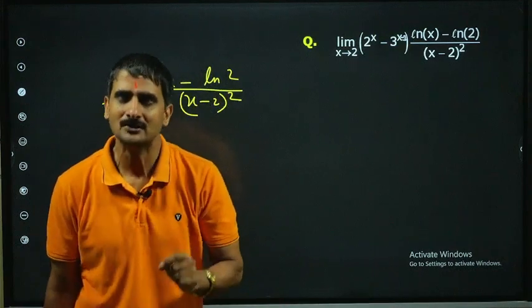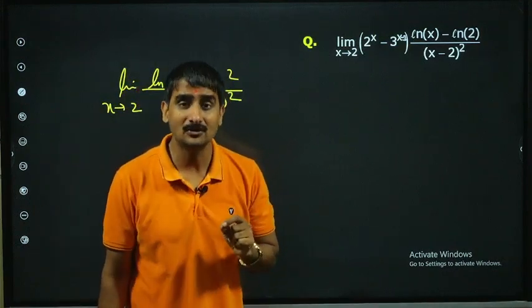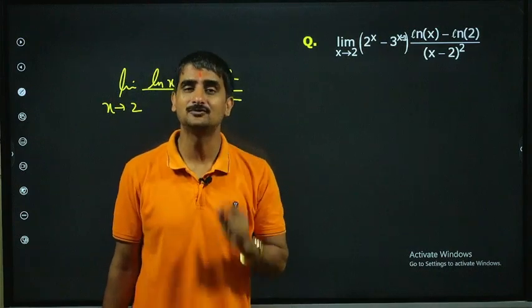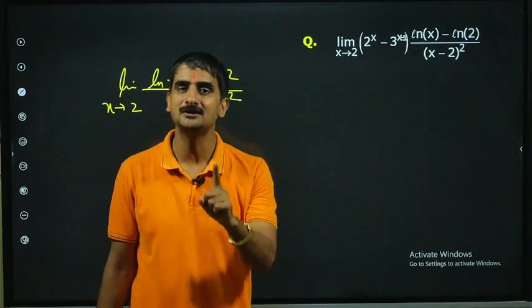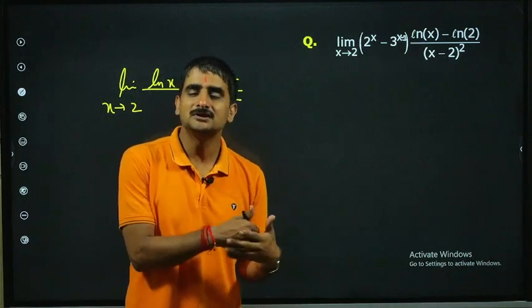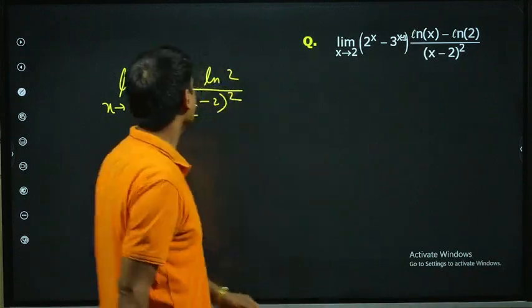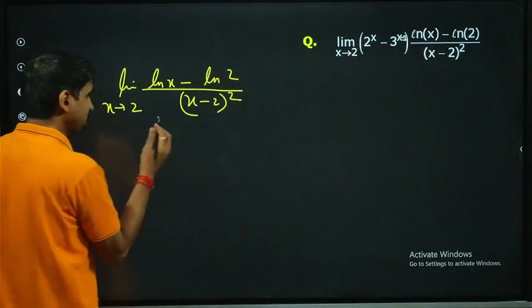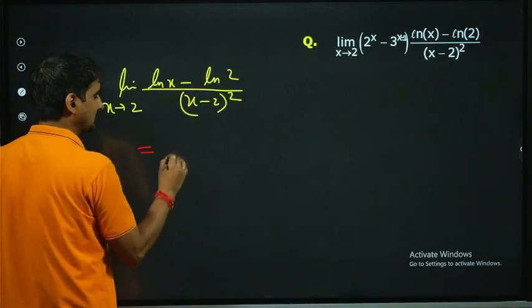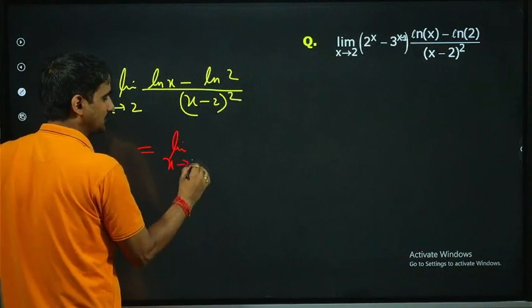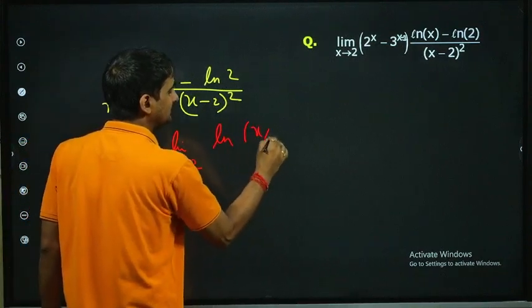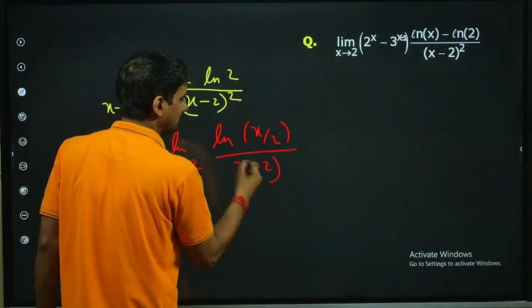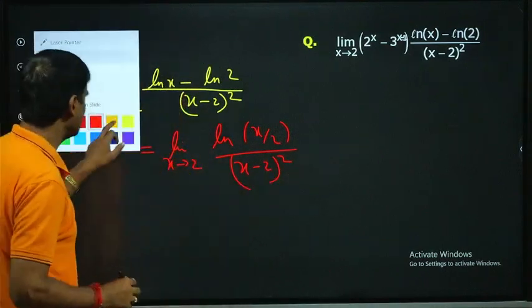Be very sure that whenever you are trying to solve a question of limit, you have to be very sure about the indeterminate form into which it gets converted. Okay, so now let's try this one. So I can write this as limit as x approaches 2 of ln of x by 2 over (x minus 2) whole square. Now my suggestion is simple.